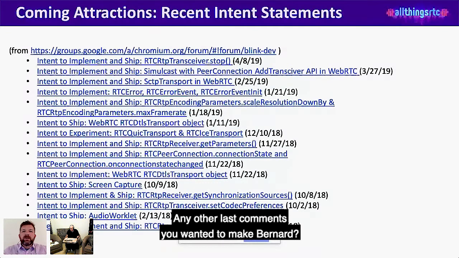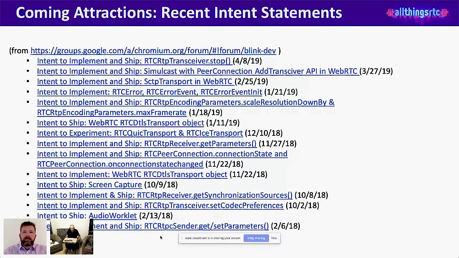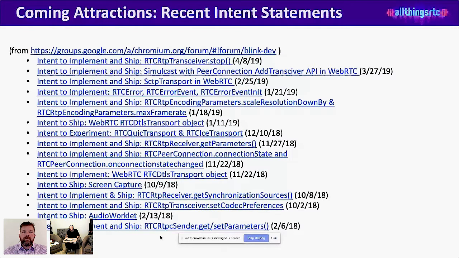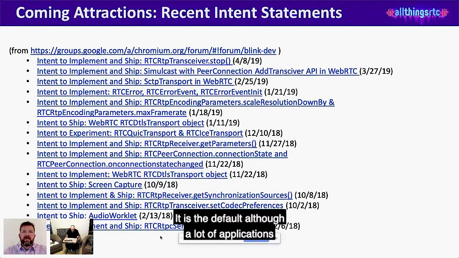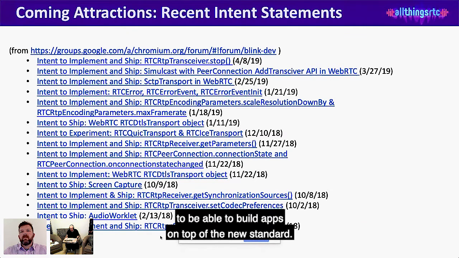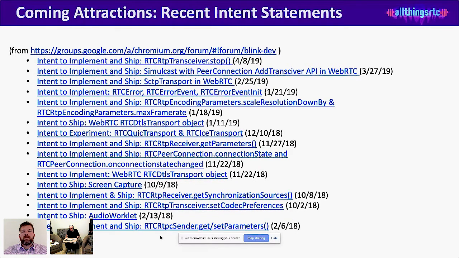Any other last comments you wanted to make, Bernard? Well, I think it's important for developers to begin to look at WebRTC 1.0 CR in detail. It is the default, although a lot of applications are still using pre-standards technology. But it's very likely that in 2020, it will be complete enough to be able to build apps on top of the new standard. And so developers should be prepared for that.